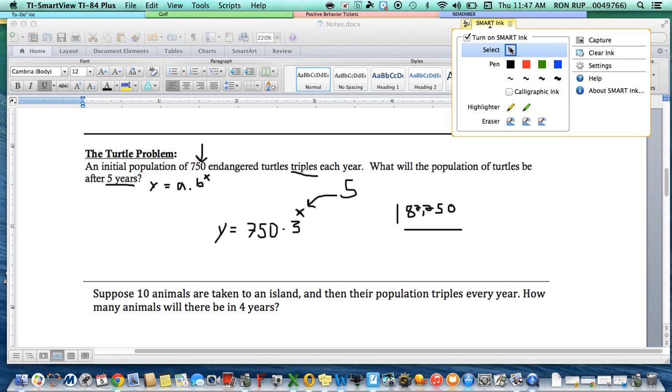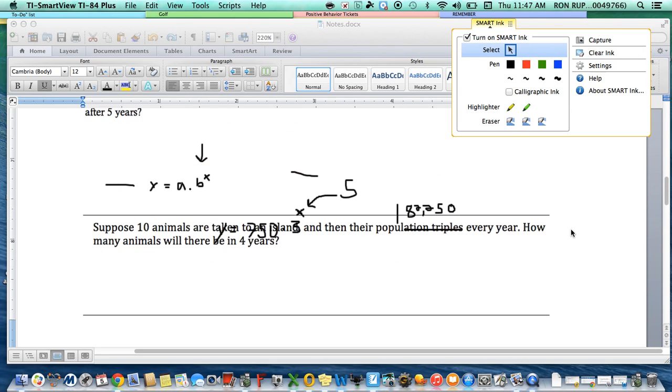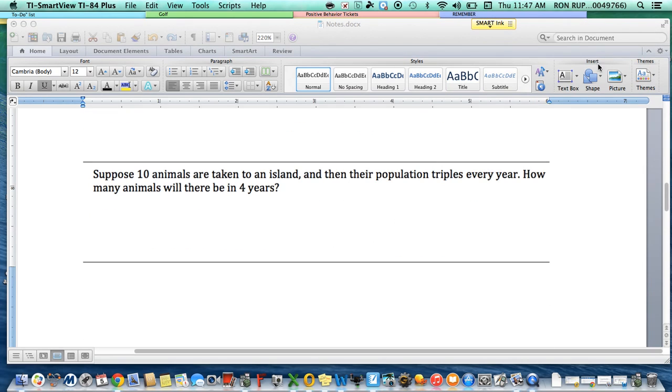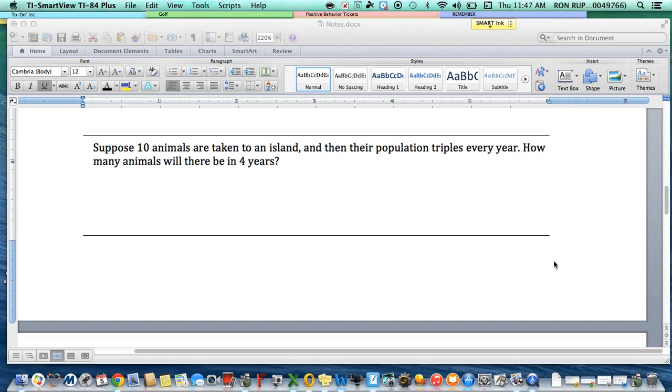So I want you to try this second one that deals with the animals. Suppose 10 animals are taken to an island and then their population triples every year. How many animals will there be in 4 years? I want you to try this one on your own. So go ahead and pause and give it a try. If you are still lost and you're just wanting to follow along with me, that's fine. If you have tried it and you're ready to check your answer, let's see what you did here.